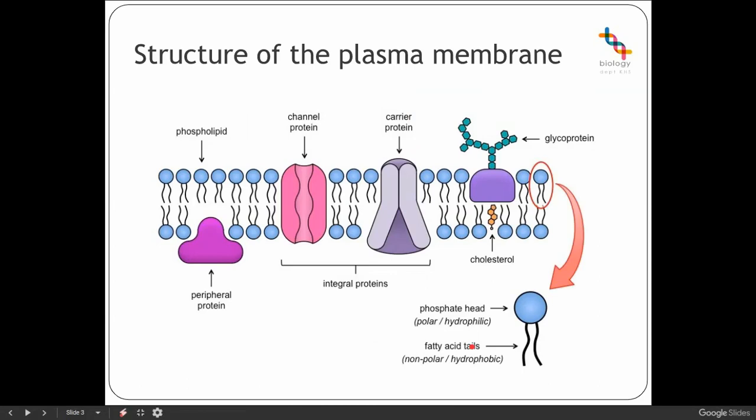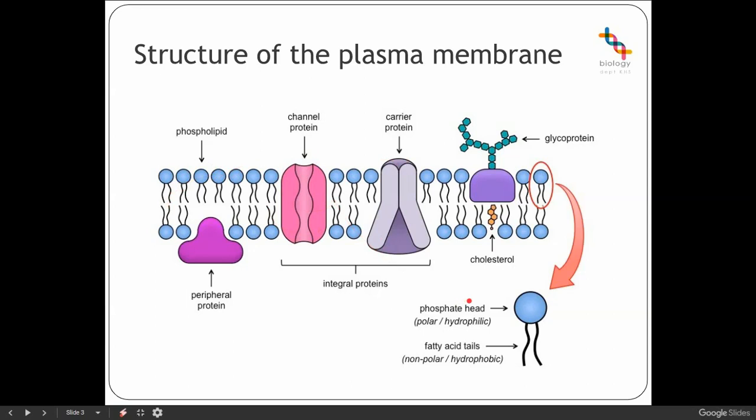So, a quick recap of the structure of the plasma membrane. You might remember from National 5, we didn't really cover this in much detail at Higher, that the plasma membrane is referred to as the fluid mosaic structure, meaning that it is made up of phospholipid molecules which form a bilayer, and it has associated proteins stuck in with it.